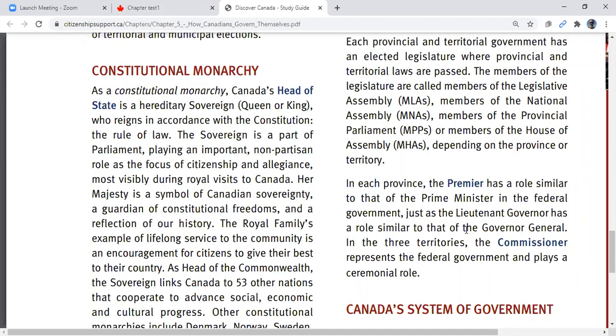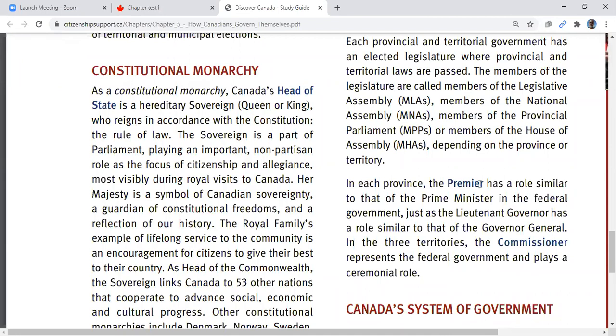Very good. Okay, so in Canada, the leader is the Prime Minister, right? But in the provinces, the leader is called the Premier.